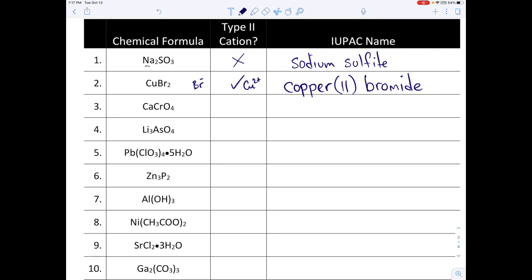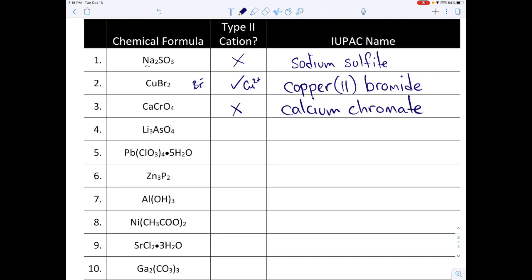The next guy starts with calcium. Calcium is an alkaline earth metal. Those are always 2 positive, so that's not a type 2 cation. So we can say calcium, and then CrO4. I looked that up as a complex ion. It's clearly not a simple ion. It has more than 1 atom. So CrO4 is called chromate. So this is calcium chromate.